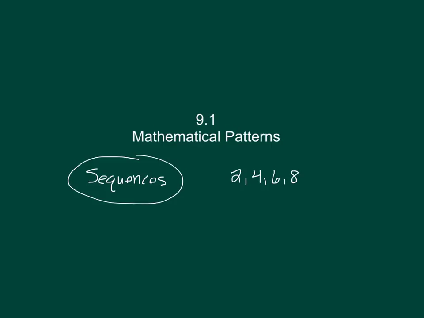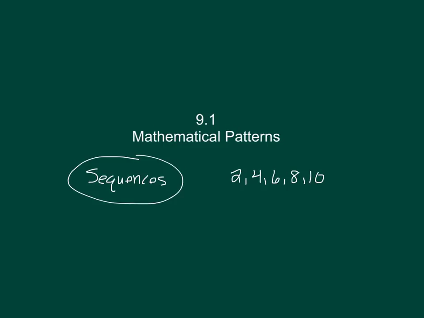So, mathematical patterns, we're going to have sequences. This chapter, vocab is going to be incredibly important. Today we are going to focus on sequences of numbers, which are just lists of numbers, such as 2, 4, 6, 8, 10. Okay? They're lists of numbers where there is some sort of formula we can write that illustrates for us how to get each number in the sequence.